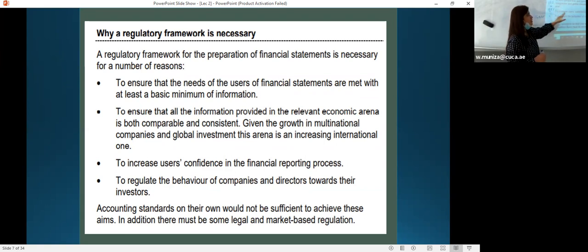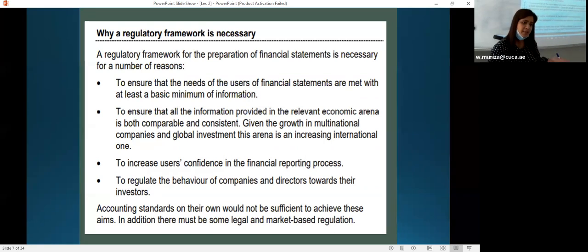Then, to increase users' confidence in the financial reporting process. Users of the financial statements are obviously going to be confused if every financial statement has different kinds of rules and regulations. If in one financial statement different line items are present, and in another one different items are present, then it becomes difficult for the users to understand. Got it?